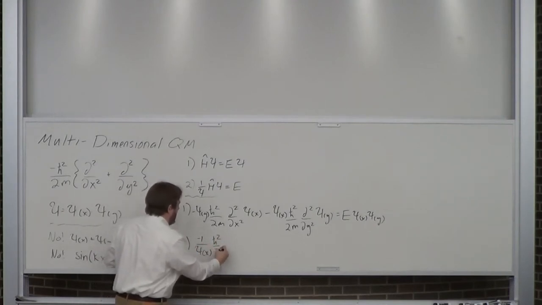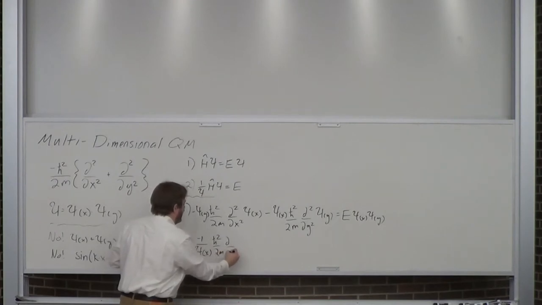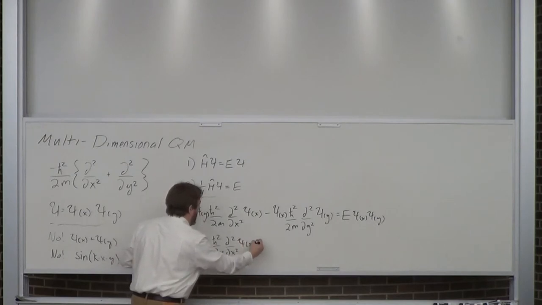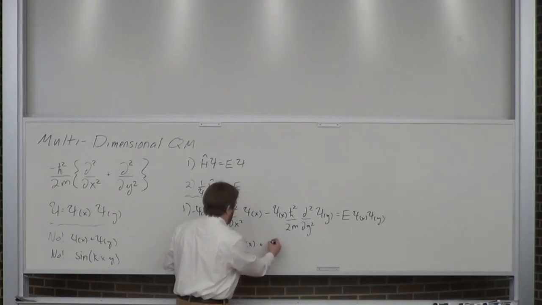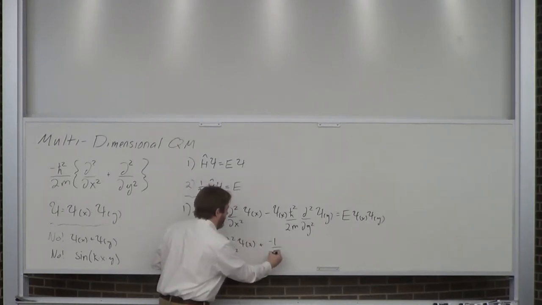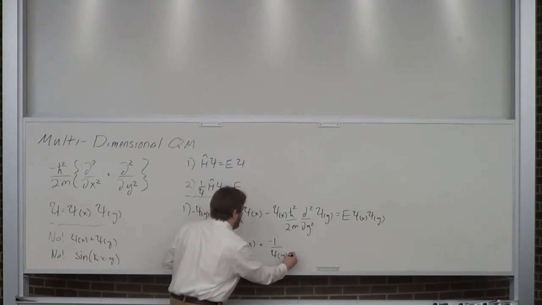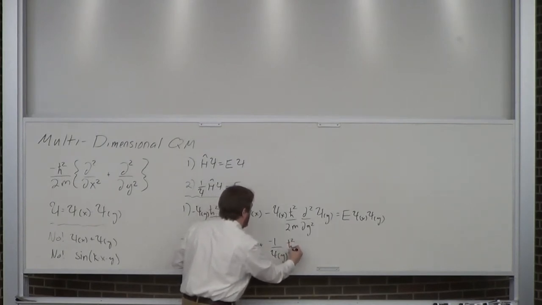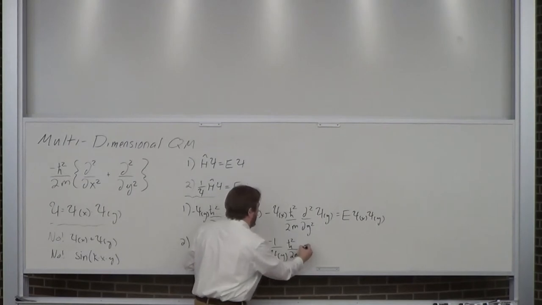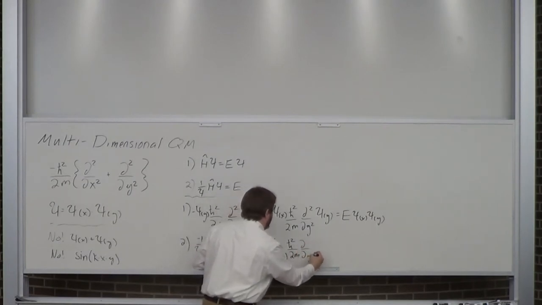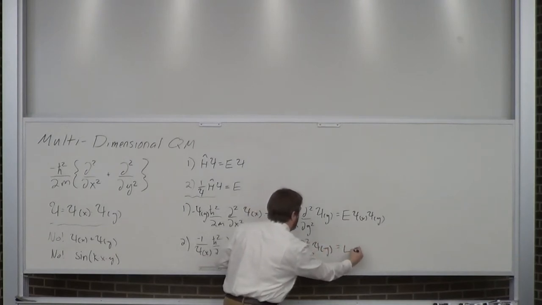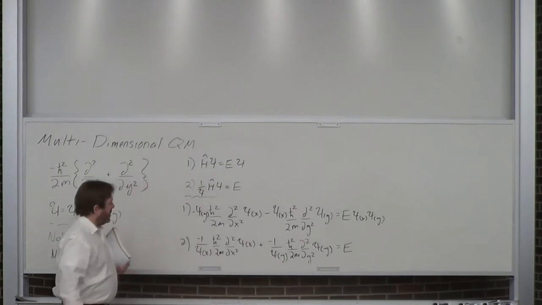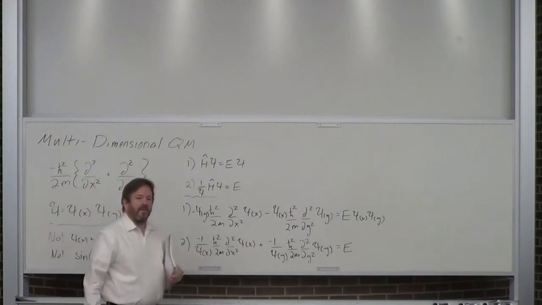H bar squared over 2m. Again, I always refer to derivatives as smart operators, active operators, operators that do things. And then it's plus minus 1 over, I'm just trying to be self-similar in how I write this. Same deal. Maybe I should speed up, this is kind of boring. And as I said before, this will just be equal to energy. So again, I've divided out by everything.